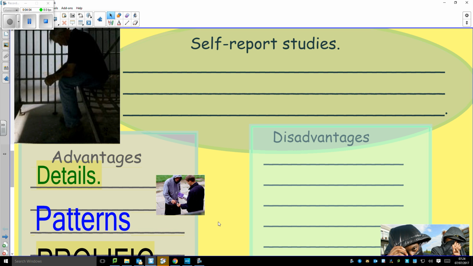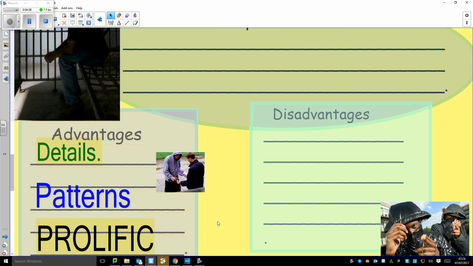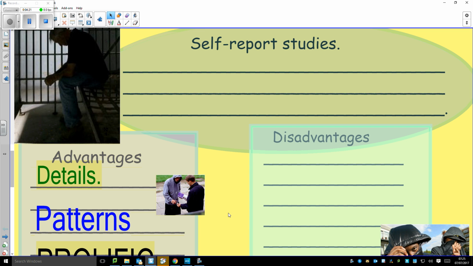It's the same people. If you have 1 million crimes, we do not have 1 million criminals. We have a few criminals who are what's called prolific. They commit lots of crime. They commit crimes every day. It's sort of their job. And a self-report study picks that up.